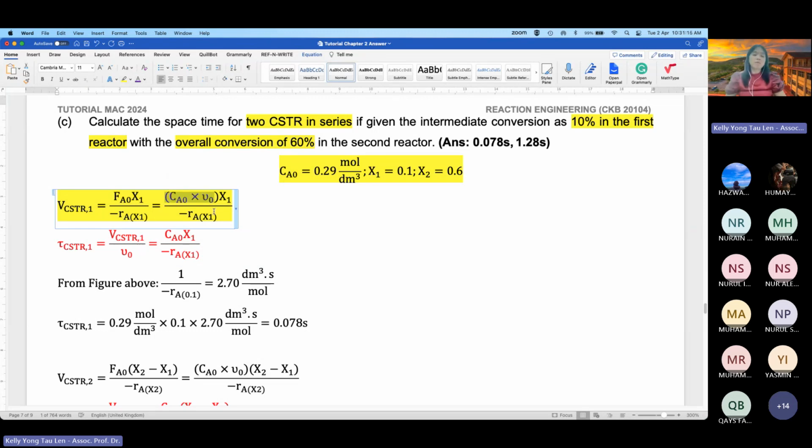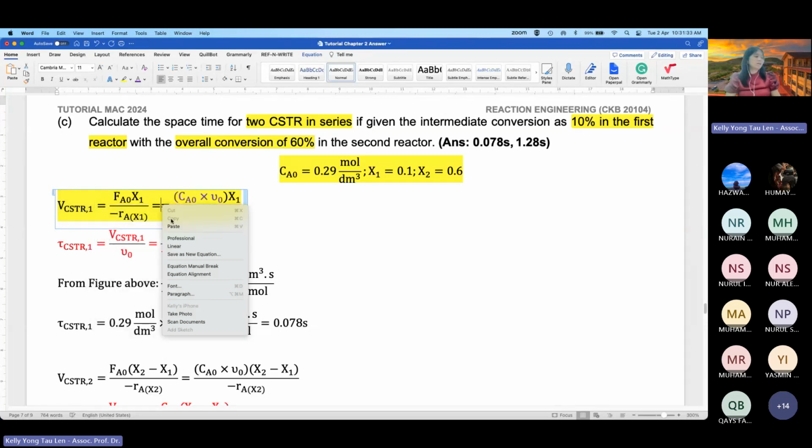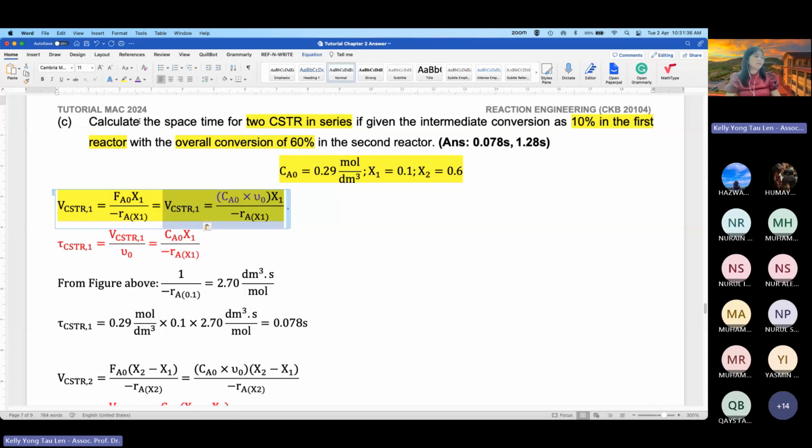Okay, again this is not something new. You have learned about the relationship between FA0, CA0 and epsilon naught. So FA0 will equal CA0 multiplied by epsilon naught. So X1 per minus RA1 remains the same. So again, what is the function of knowing this? Let's say I write it like this. When I put it this way, I think you can see it more clearly. From this equation, it means on the left-hand side I have volume CSTR1. On my right-hand side, I have CA0 epsilon naught X1 per minus RA at my X1.